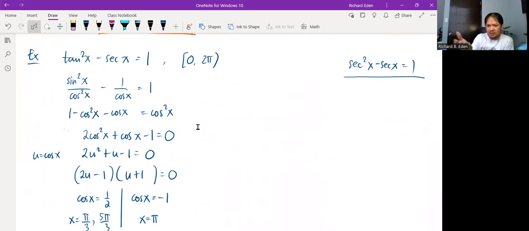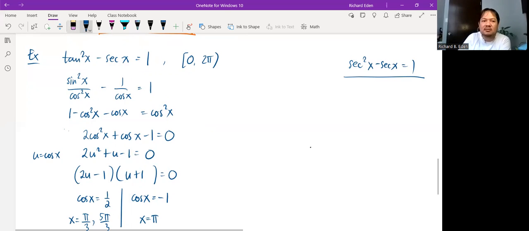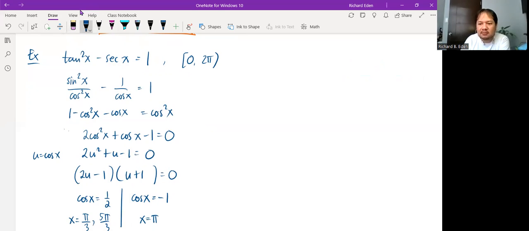So in the end, you still have to convert secant into cosine, or else I can just turn the u into 1 over cosine x. So if you do convert to sine and cosine, it may be simpler. But it's not necessary all the time.